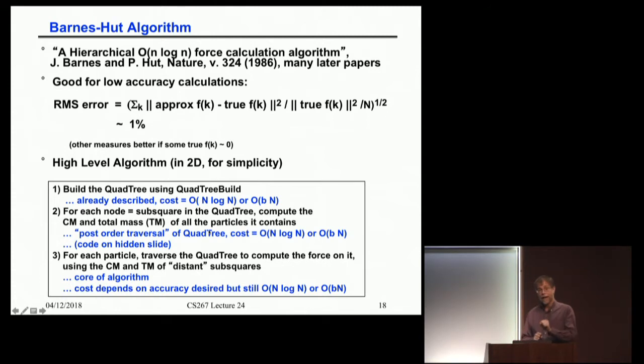Now, the interesting part is what do I do once I have all that information? For each particle, I'm going to traverse that quad tree and use that trick to say, is your box far enough away?